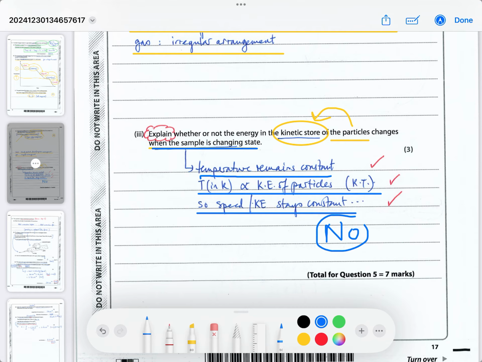Yes? But they don't want a simple no. They want this explanation, which I've just given you, broken down into the 3 ticked statements. Okay? And that's how you get the 7 marks for this question on solids, liquids, and gases, which also relates well to the energy topic.